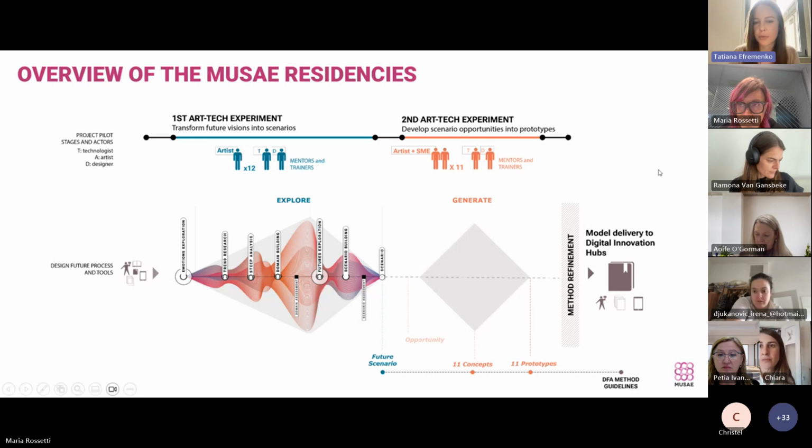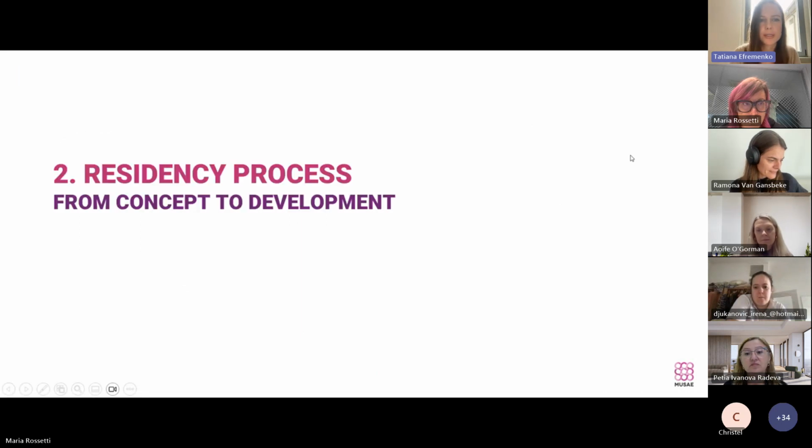And by the end of the second residency, which will take 1 year, we will refine the method, we will refine the factory model, the final version, and then we will deliver this model, including all these different components, to the digital innovation hubs. And now, after this brief overview of the second residency, I pass the floor to Ramona to present the residency in a bit more detail.